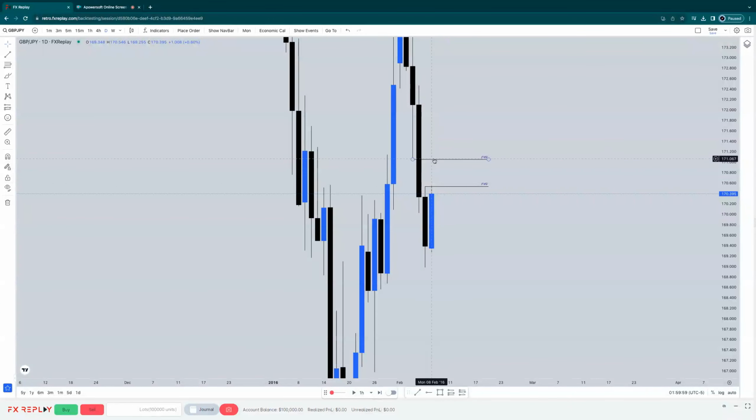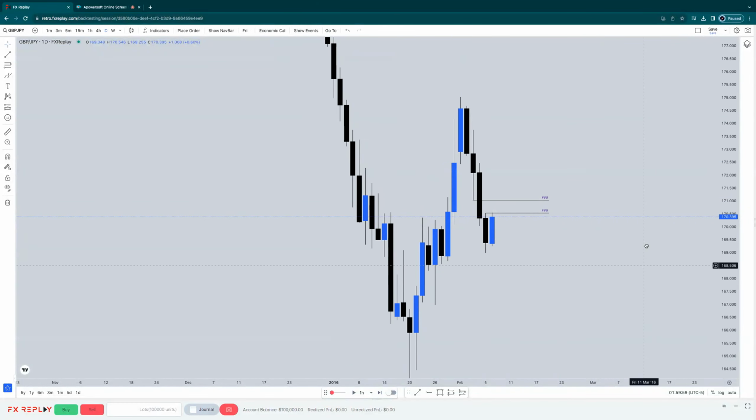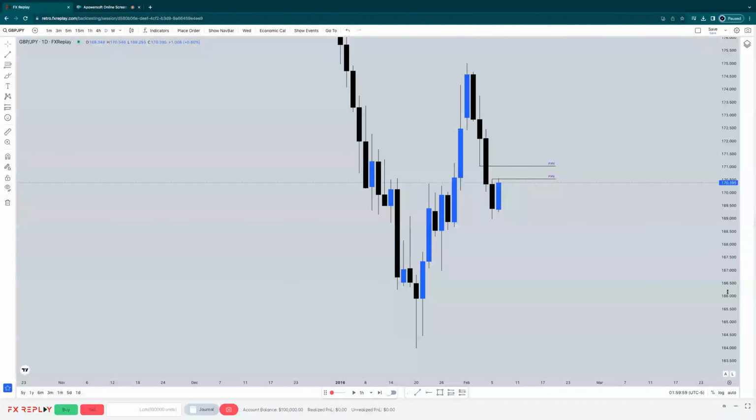So we're expecting London, where we see, as we know from experience and from listening to ICT when we used to study his style, London will usually create the high or low of the day. This is a little golden nugget of a tip. It happens very, very often. If you go back and look at it, it happens so often. London will create the high or low of the day.